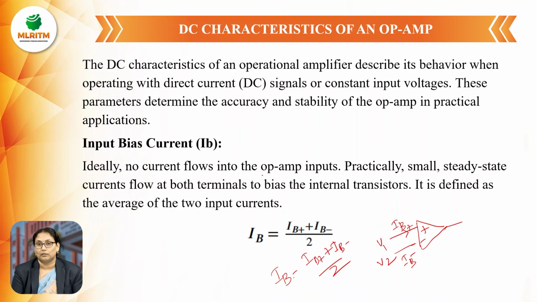Ideally no current flows through the operational amplifier. Practically, a small steady state current flows at both terminals to bias the internal transistors. It is defined as the average of the input currents. So the average of the input base currents is called the input bias current.